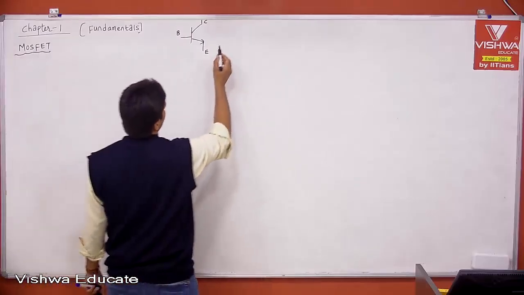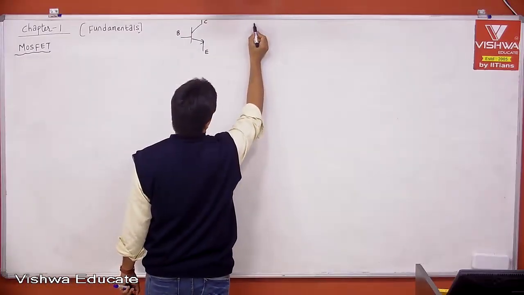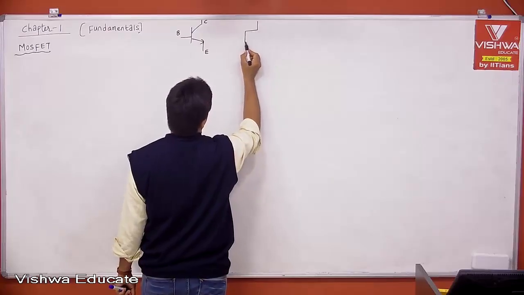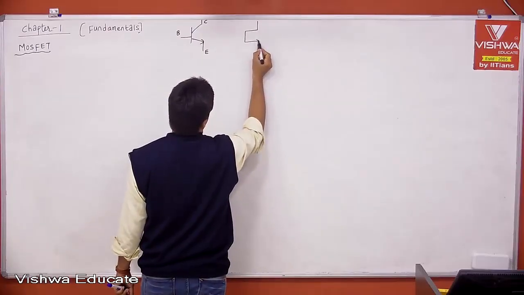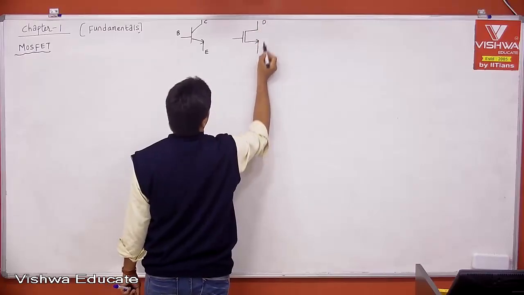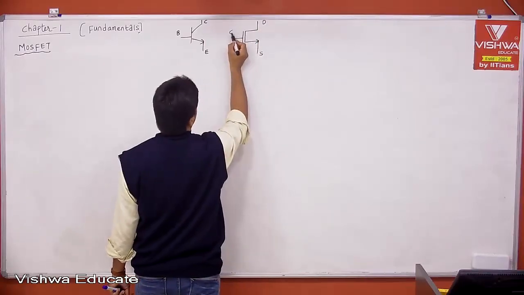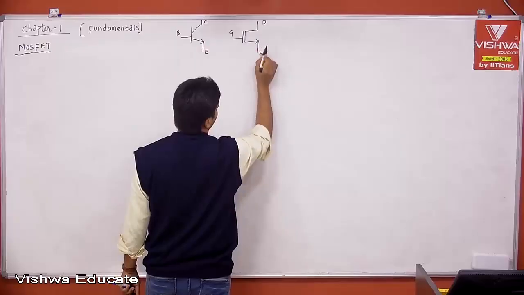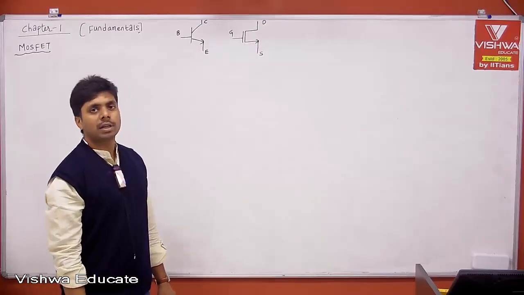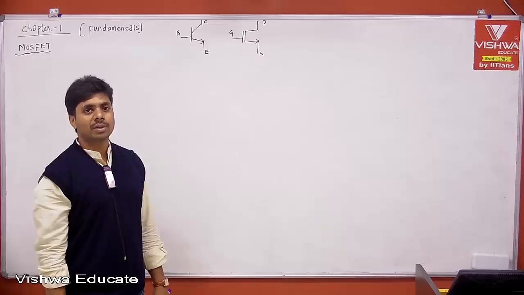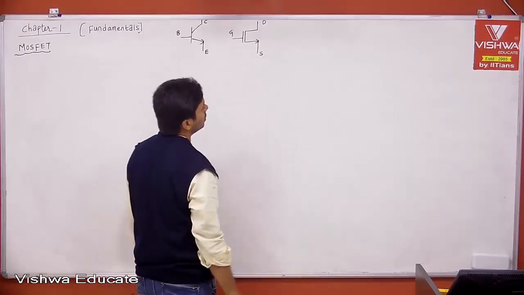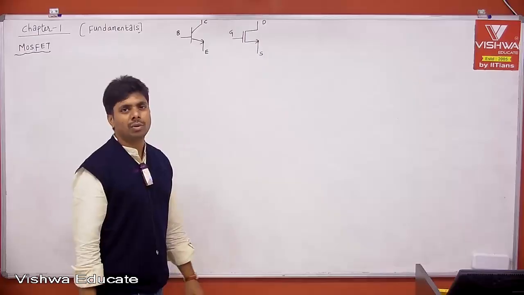Now, if you take the symbol of MOSFET, there are many symbols, but let me take the analog symbol. This is drain, this is source, and this is gate. There is something called bulk, but bulk is always connected to ground for NMOS, and bulk is always connected to VDD or the highest power supply in the case of PMOS. That is not shown because the bulks are connected to fixed voltages, therefore no need to show.